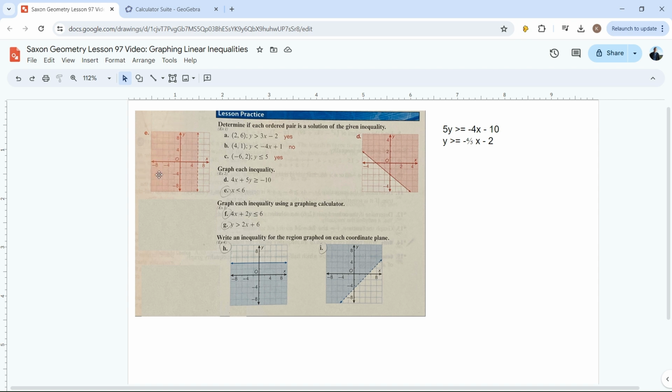Let's try one of them. What about negative 8, 0? Well, if I plug in negative 8 for x, yeah, that's less than 6. That works. All right, letter F.